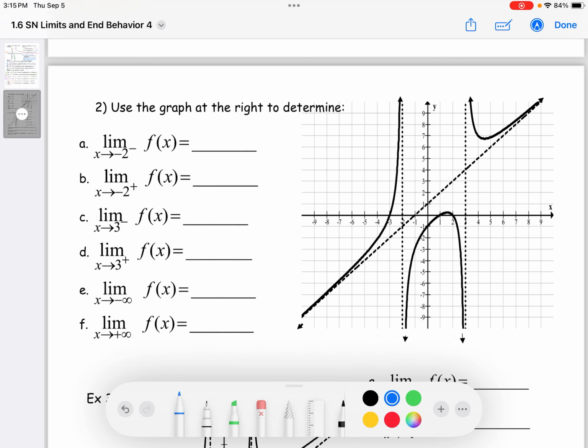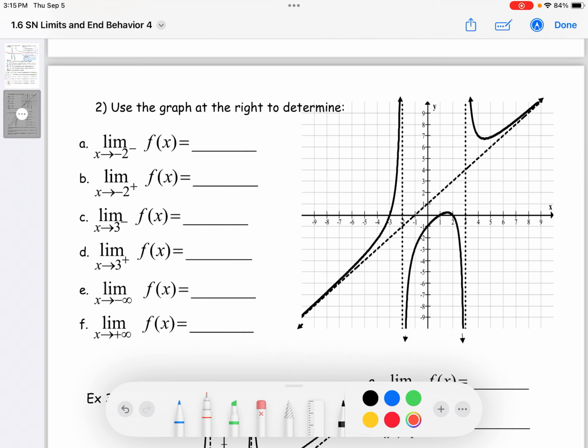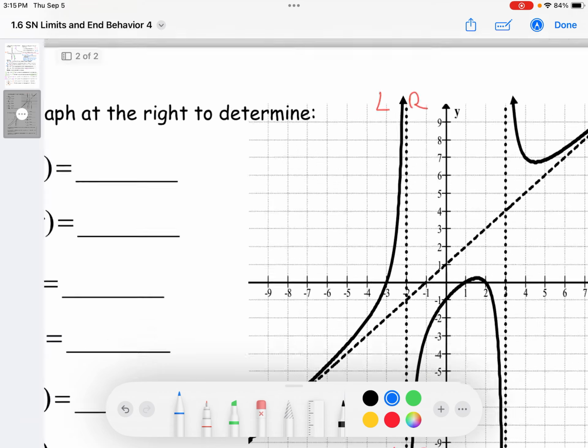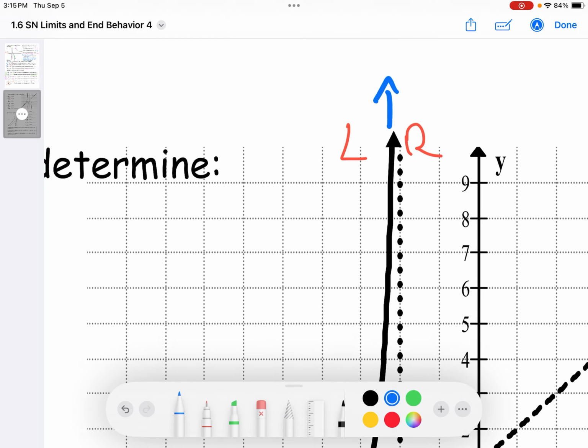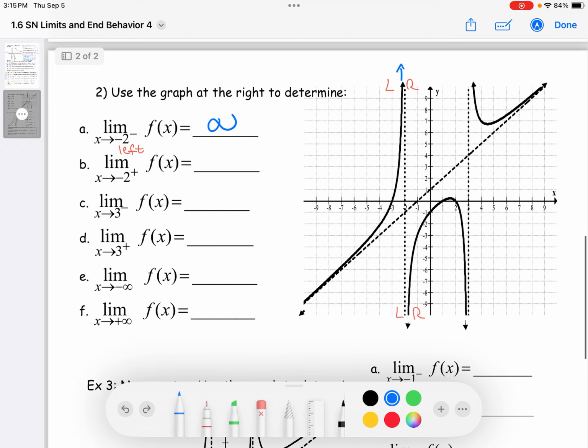So 1.6, examples 2 and 3. If we look at example 2, we have another graph with a couple of vertical asymptotes. So at the vertical asymptotes, we're going to label left, right, and look at those limits. On the left of x equals 2, we see the graph goes up on the left and there's nothing there on the right. So that limit is positive infinity.